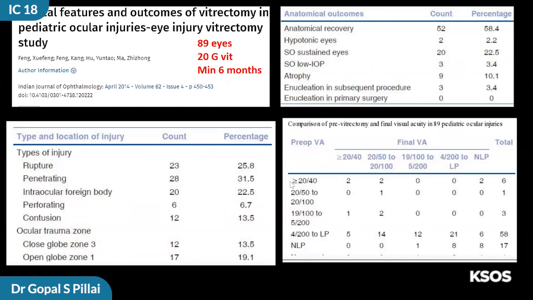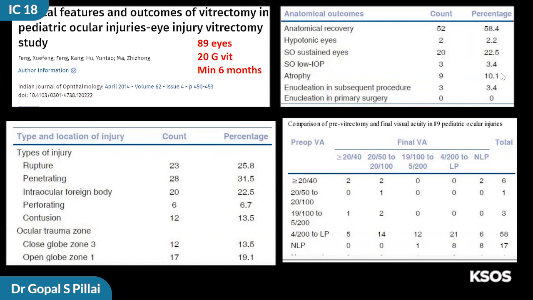Now, this is a large study which looked at 89 eyes in which vitrectomy was done. Rupture was seen in 23, penetrating in 28, intraocular foreign body in 20. You can see that anatomical recovery was seen in about 52, which is about 60% of people. And silicone oil sustained eyes means that with silicone oil, they are attached. And if you remove the silicone oil, they may detach.